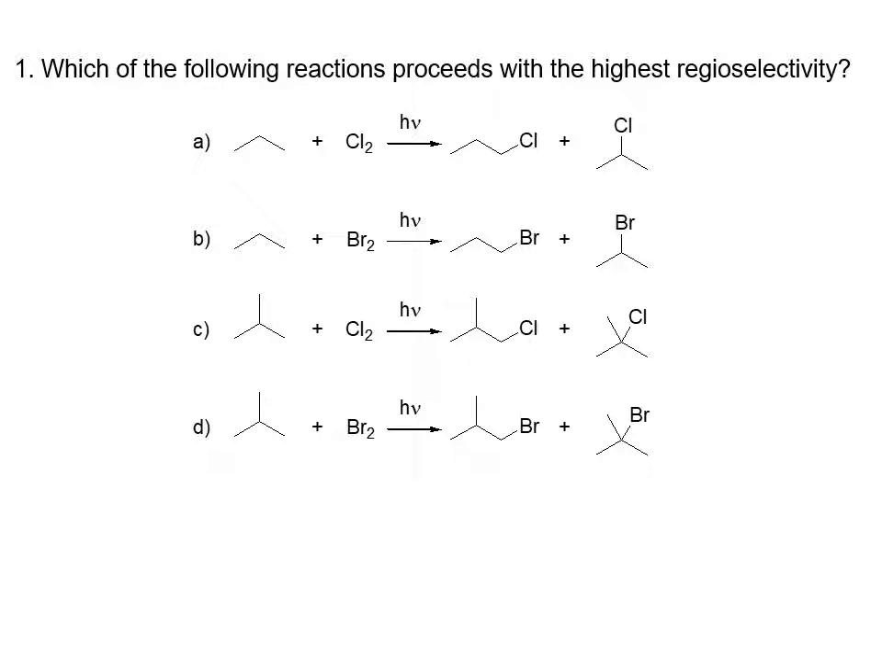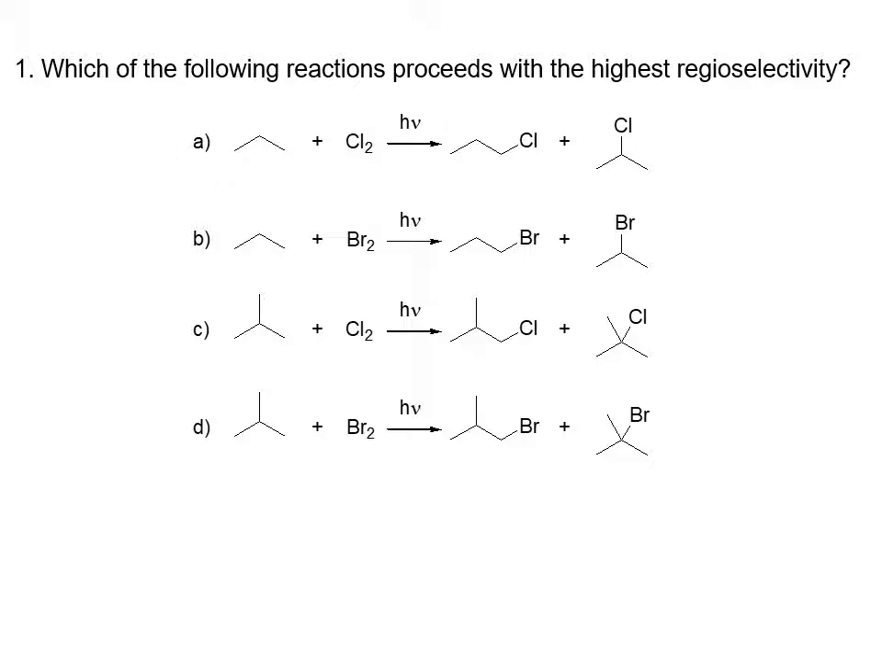Obviously, in each case, a mixture of 2 regioisomers will be obtained, and the question is, which reaction will give the highest ratio of the 2 regioisomers, that means highest regioselectivity? There are 2 ways to approach this problem. You can look either first at chlorinations versus brominations, or, as I'm going to do, consider the starting alkanes.